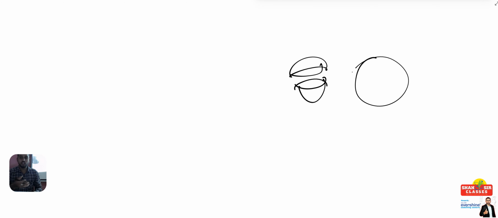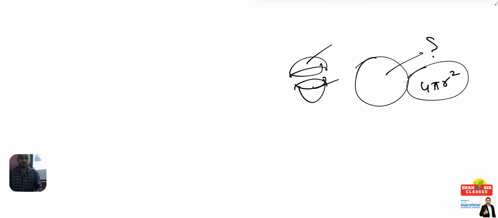If two solid hemispheres are joined together of same radius along with their bases, the surface area of the new solid is dash. What is the surface area of the new solid? Two hemispheres we have joined, we got one new surface. What is the surface area of this? 4 pi r square. That's the answer.